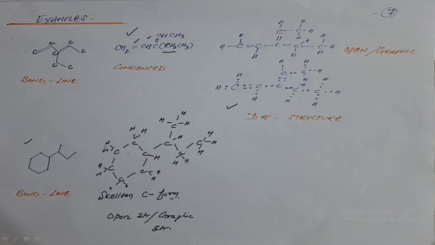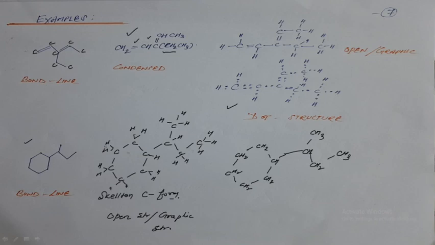Now we are going to make the condensed form. How can we write the condensed form? This one is the condensed form: CH2, CH2, CH, CH2, CH2, CH2, like this, and this one is CH, this one is CH3, this one is CH2, and this one is CH3.